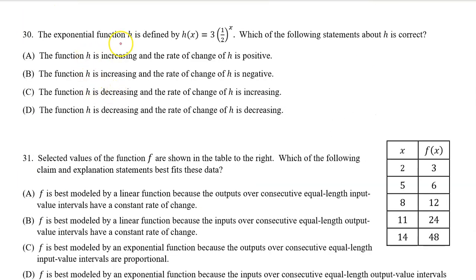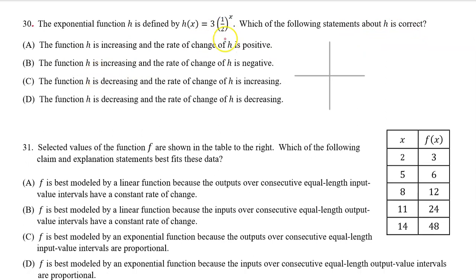Number 30. The exponential function h is defined by h of x equals 3 times 1/2 to the x power. Which of the following statements about h is correct? Let's draw a sketch. Because the a value is positive, we know the curve will be above the x-axis. Because the b value is between 0 and 1, we know the curve will be getting closer to 0 as we move from left to right.